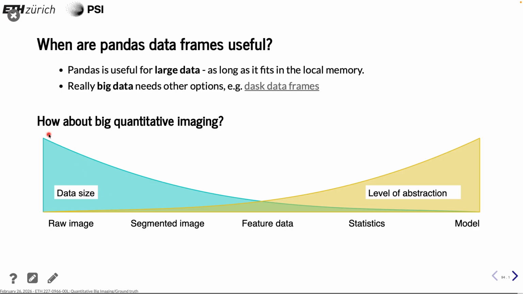And you can see here the plots: data size is going down, and the level of abstraction is going up. So in principle, the more abstract data you have, the more reasonable it is to put it into a data frame. The model itself, maybe not really, but it could be that you have model parameters that you put in the data frame for different cases. And then if you want to have really big data, you may have to move towards the Dask data frames, which can also work against remote data sets and give you an interface that looks like Pandas.